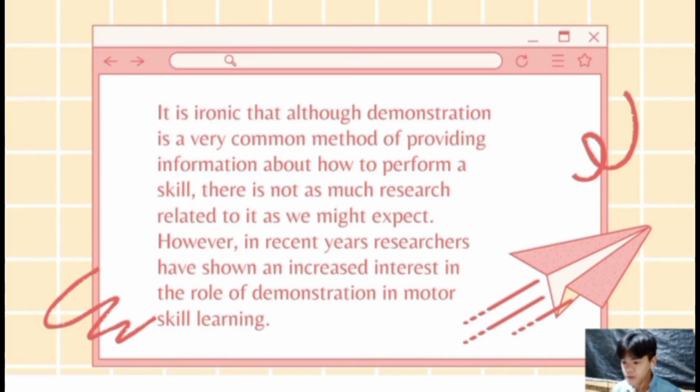So, for those who don't know what demonstration is, of course, we all know it as doing the actual skill for the learners to learn. You demonstrate the action, do it step by step, and the pattern, and the learners are going to learn from it. So that's basically demonstration.